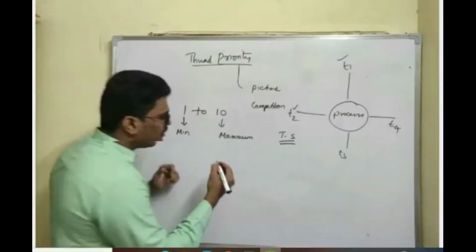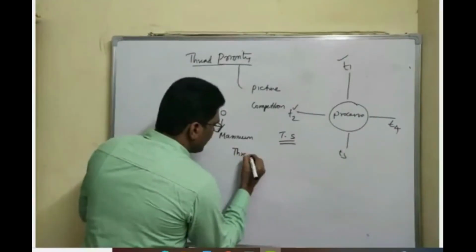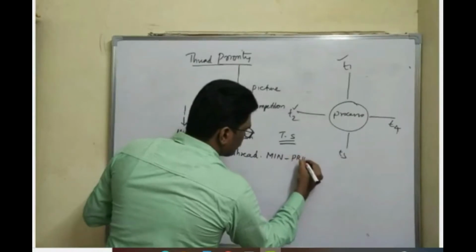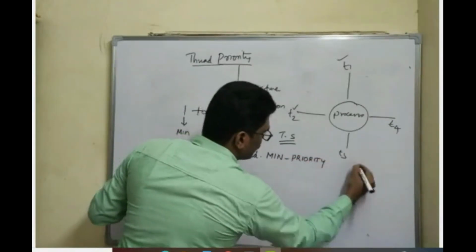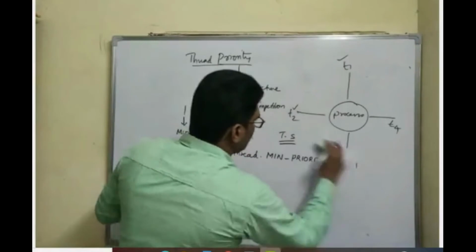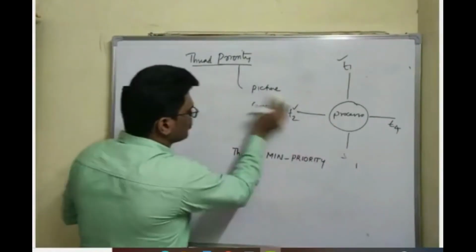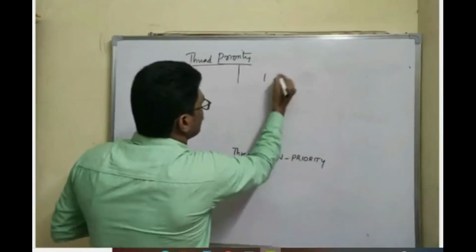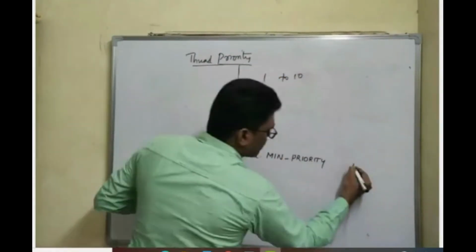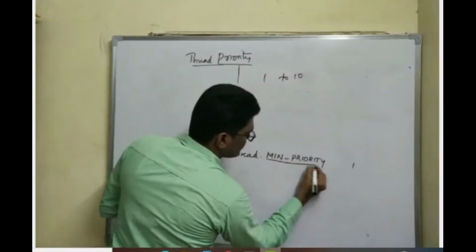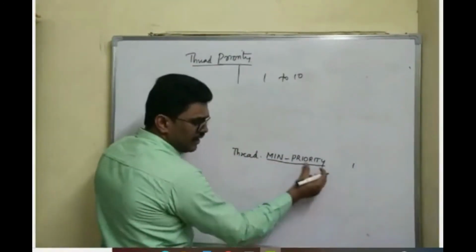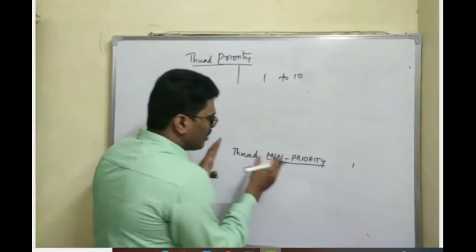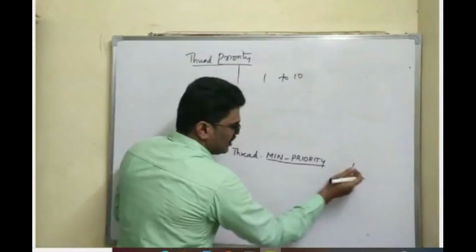There are 3 priority values. Thread.MIN_PRIORITY, whose value is 1. The total range of values is 1 to 10. This is a constant. Whenever we write in capital letters like this, it indicates that the variables are constant variables. So this is a constant whose value is 1.